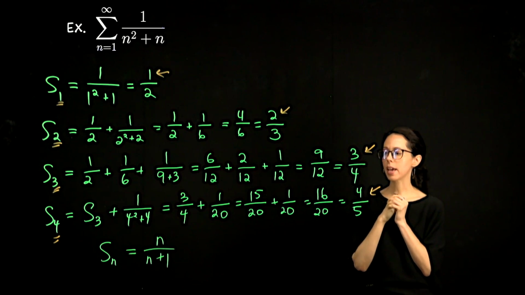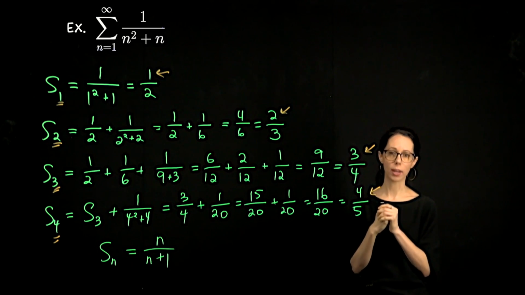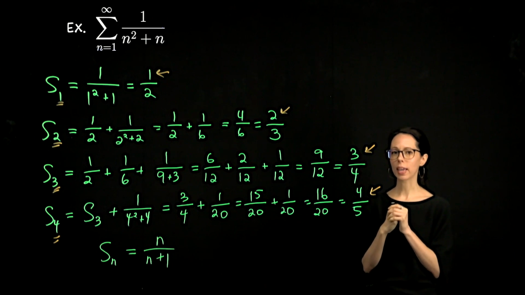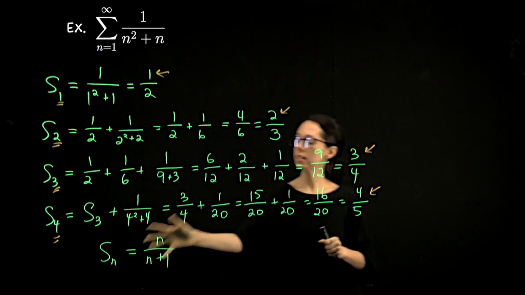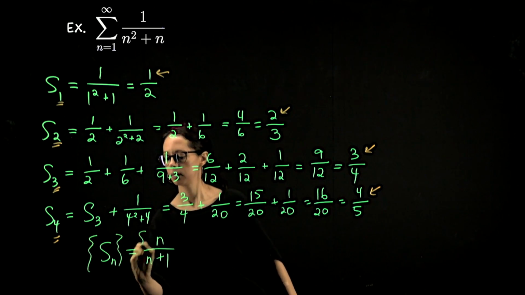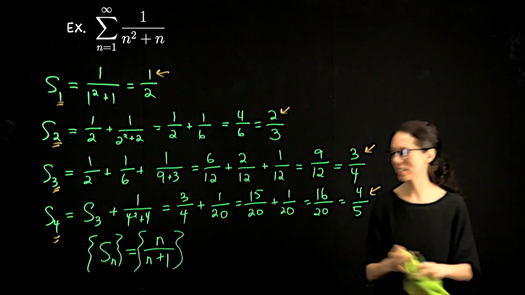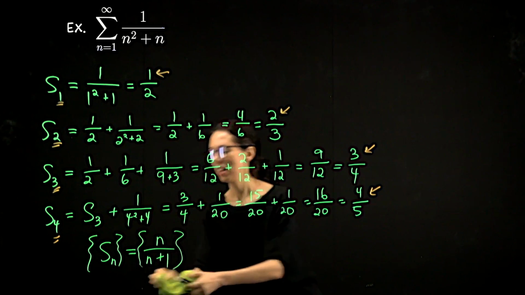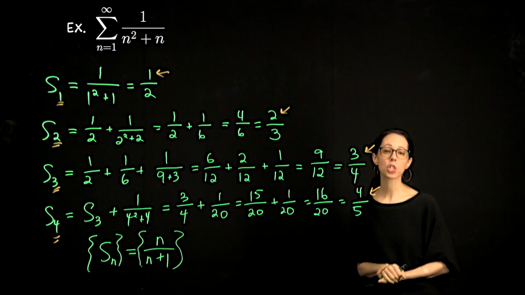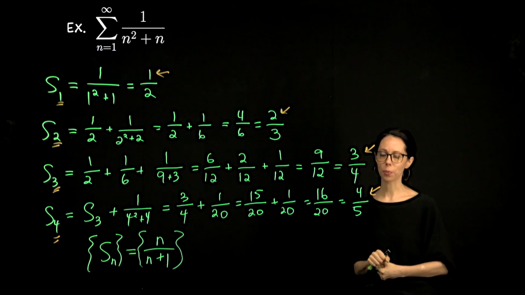All right, so now I can tell you that the 200th partial sum is 200 divided by 201. The question we want to answer is, does this sequence of partial sums converge to a finite number? I'm trying to denote this as a sequence with curly brackets. If it does, that's what our series adds up to.